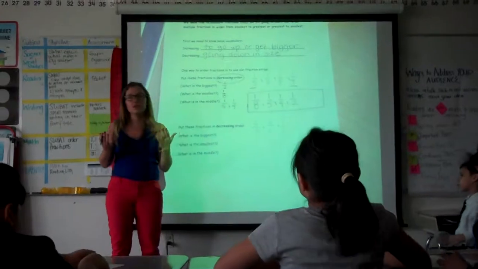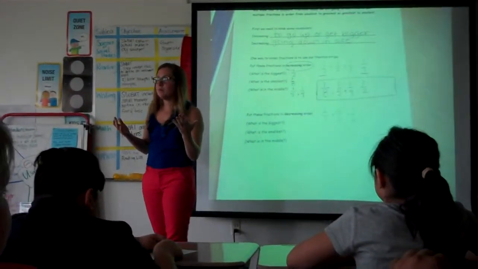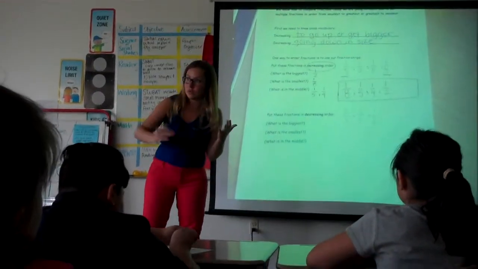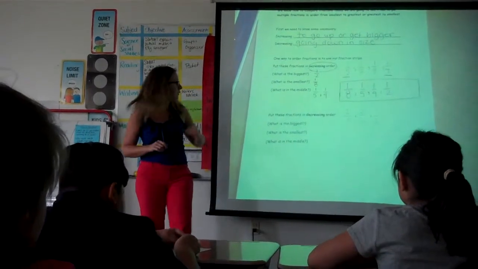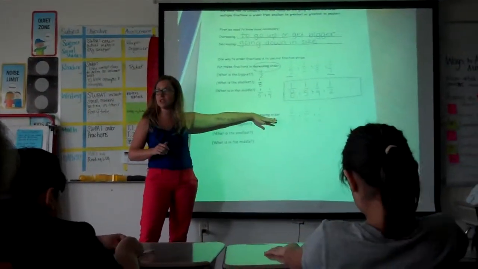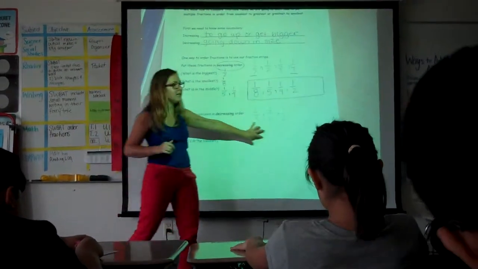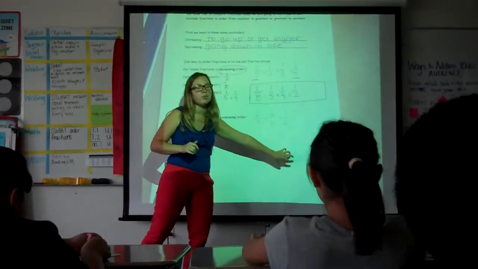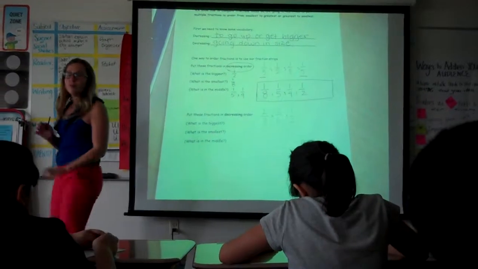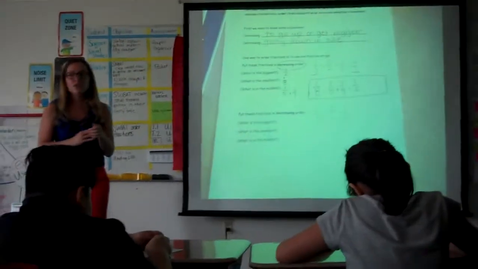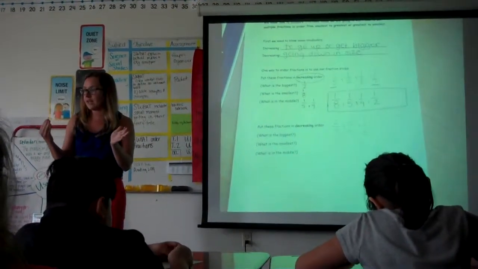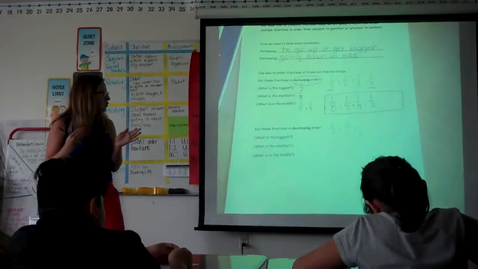We started with the smallest and we went to the biggest. But sometimes questions are going to ask us to put fractions in decreasing order. If we put our fractions in decreasing order, we're actually starting with the biggest and working our way down to the smallest value. Exactly. Now, before we go on, I want to show you how you can check to make sure you got the right answer using fraction strips.